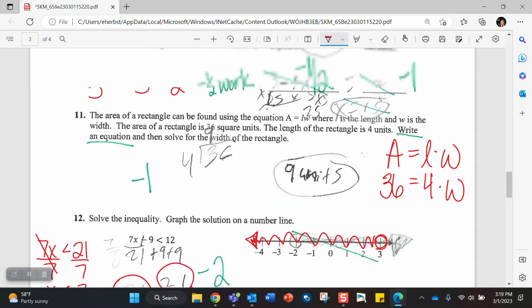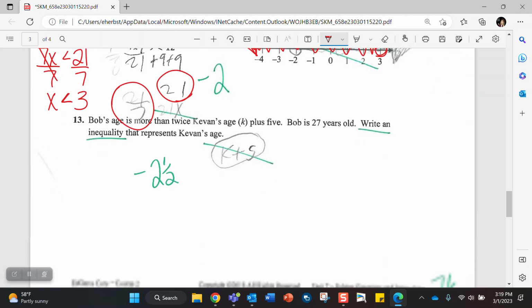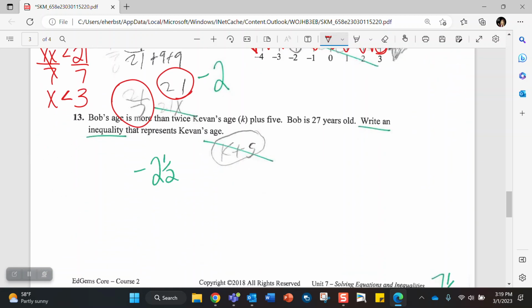13, I will tell you this, that 10 and 13 were the two hardest problems on the test collectively. So 13, if students had anything right, we tried to give some half credit. So he does have the +5. So this says Bob's age is more than twice Kevin's age. Kevin's age is K. And then it says +5. So Bob's age is more than twice Kevin's age +5, and Bob is 27.